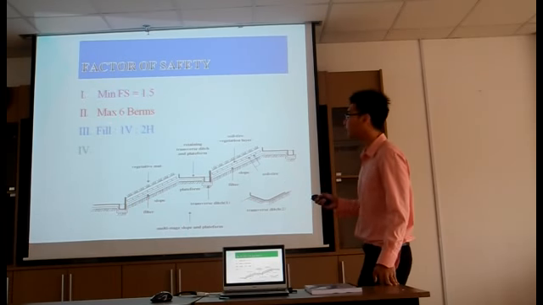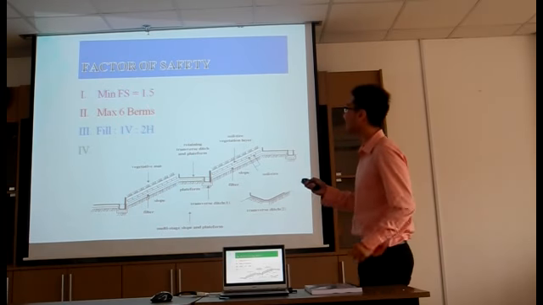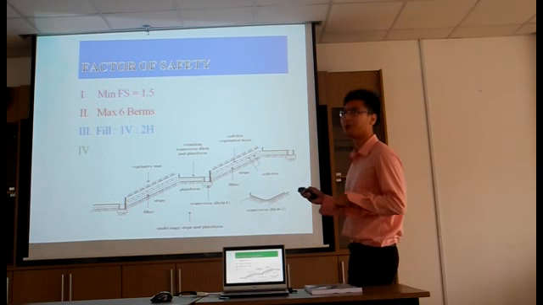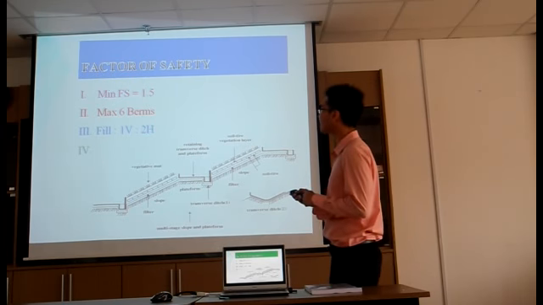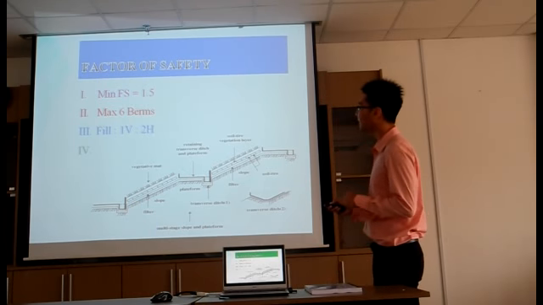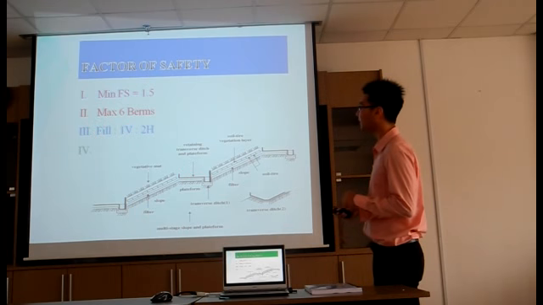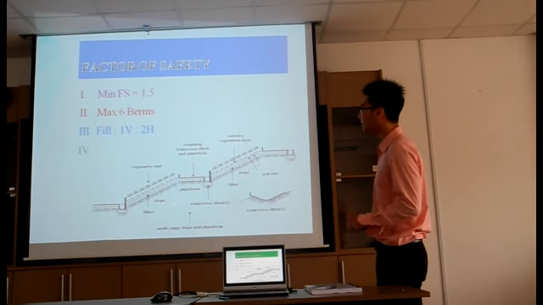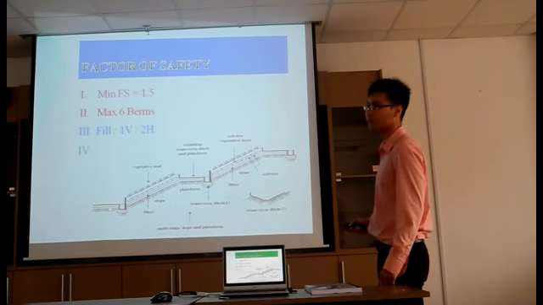According to the JKR code, the minimum factor of safety is 1.5. This is the JKR code, and the maximum berm is this 6. The berm is this. For example, if you want to design a fill, it's 1 vertical to 2 horizontal, meaning 1 meter here, minimum 1 meter here to 2 meters here. It's better if we have 1 meter here or 3-4 meters here, it can also work. This is the minimum requirement for a fill area.